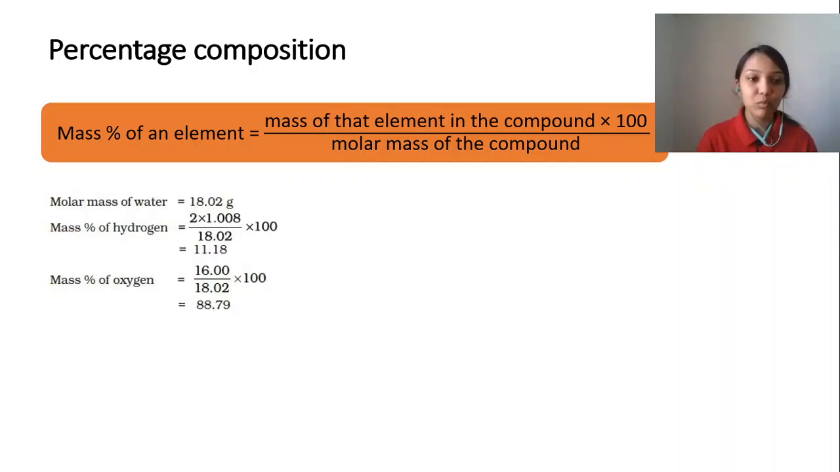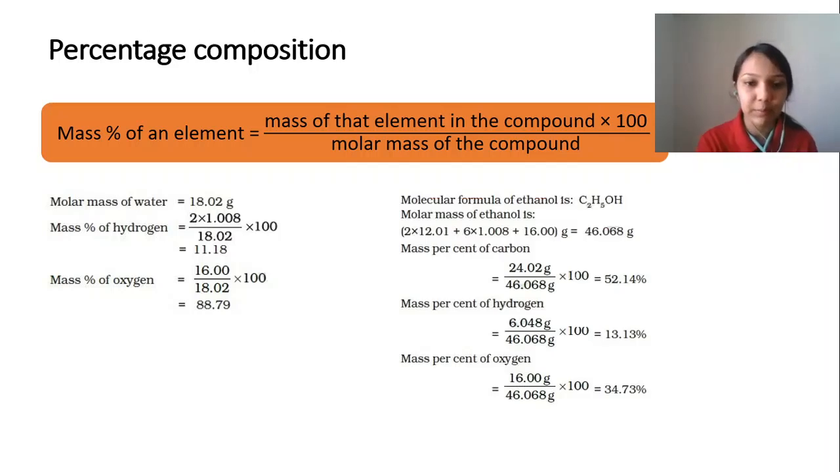So for example, the molar mass of water is 18.02 grams, okay? So what does water consist of? Hydrogen and oxygen, right? If you want to find the mass percentage of hydrogen, there are 2 atoms of hydrogen, so 2 × 1.008 divided by 18.02, into 100, gives the mass percentage of hydrogen. And since there is only 1 oxygen atom, the mass percentage of oxygen is 16.00 divided by 18.02, into 100.